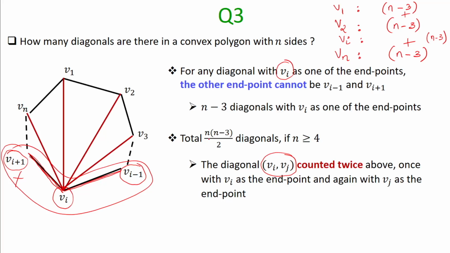And this will be the case where n is greater than or equal to 4, because if the number of sides is 3 or less, then we can't have any diagonal. So for instance, in a triangle, you don't have any diagonal.